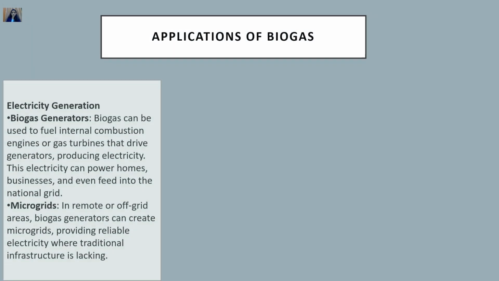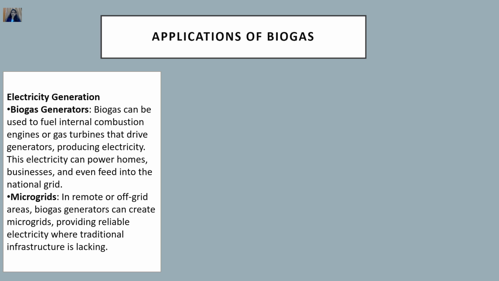So now moving on to the application of biogas. First we'll discuss electricity generation through biogas generators and microgrids. In the biogas generator, biogas acts as an internal combustion fuel which will produce electricity for homes, businesses, etc. And microgrids act as an alternative to traditional infrastructure; when that infrastructure is lacking, microgrids come into existence and provide reliable electricity.